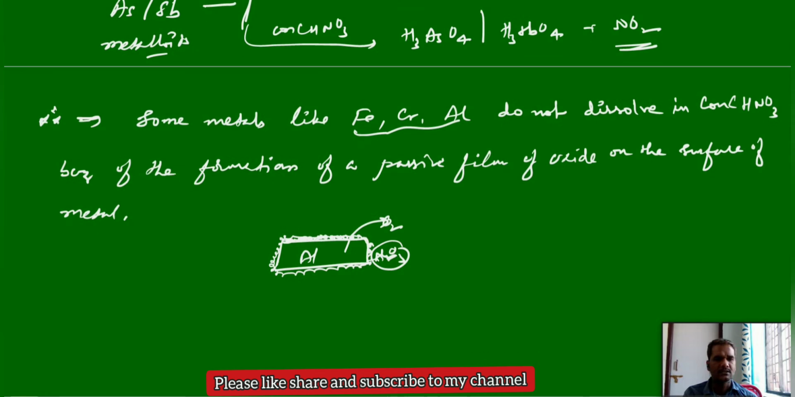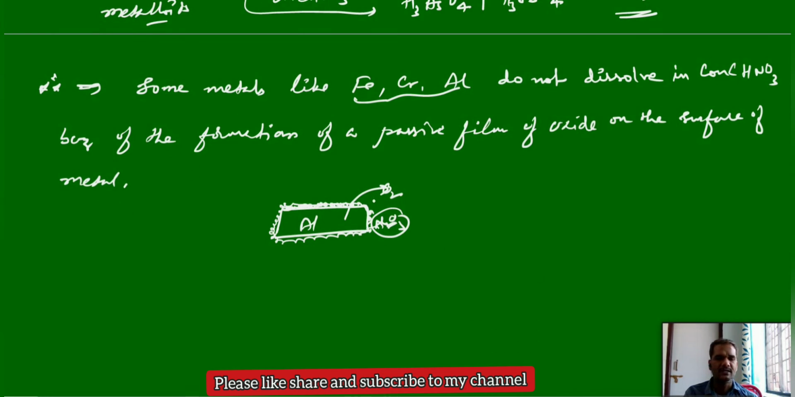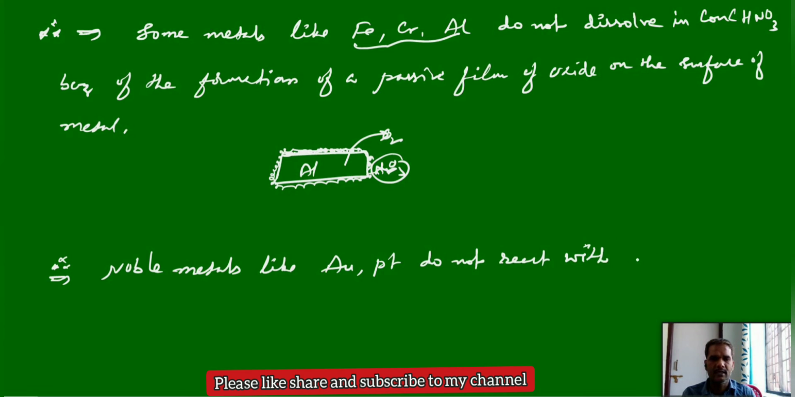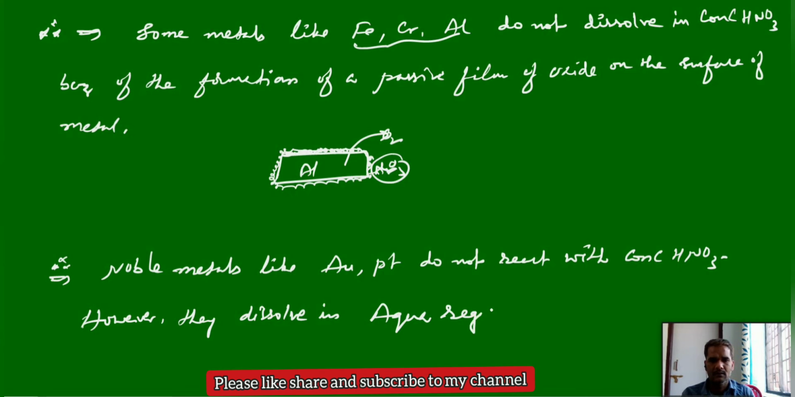And next, there are some metals that do not dissolve in concentrated nitric acid, but they can dissolve in aqua regia mixture. These are mainly noble metals. This is also a very important point. Noble metals, mainly gold and platinum, do not react with concentrated nitric acid, but they dissolve in aqua regia. This is also very important.